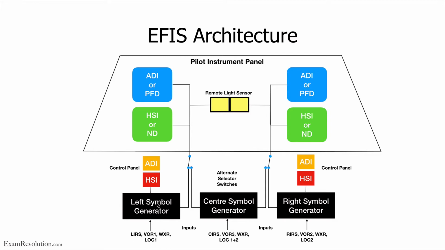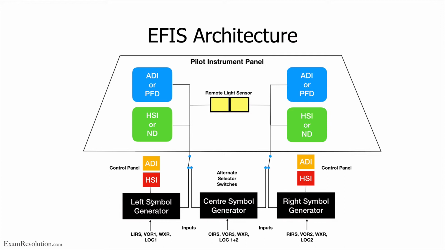And this symbol generator is then responsible for taking this information and putting it into a symbol, right? And that symbol then gets sent to either the HSI or the PFD or the ADI, right? So from this information, it goes through the symbol generator, and then it gets sent to your HSI, your VOR information over there, and your attitude and your speed and your altitude information gets sent over there, right?